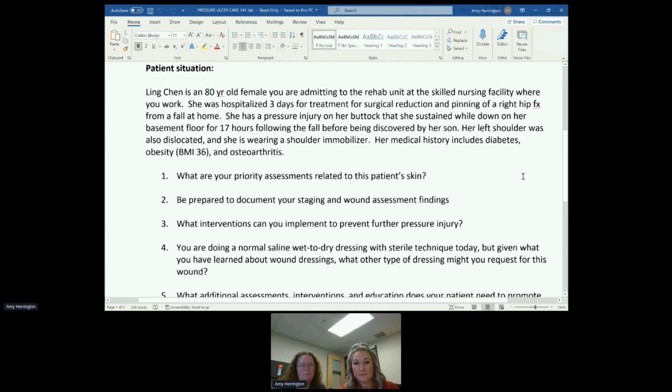So this patient was an 80-year-old, basically came to the rehab unit, you would get to the skilled care facility. This is a long-term care course that looks at geriatric patients.